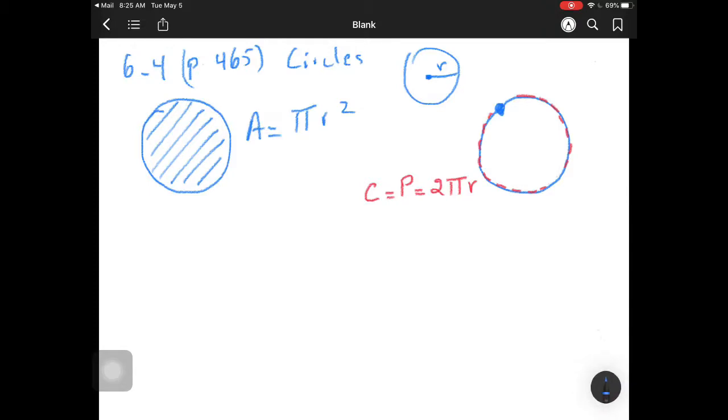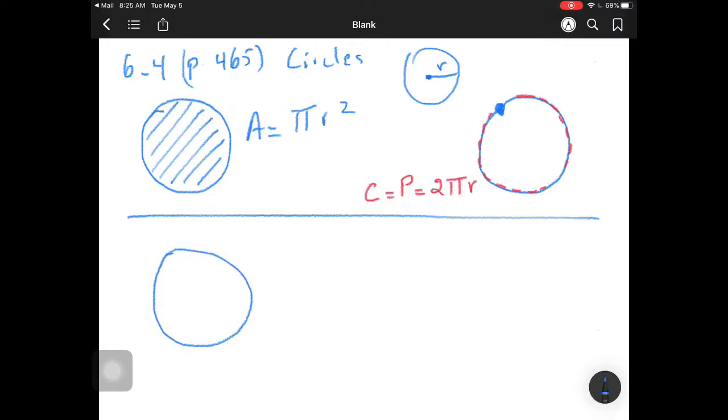Now, a definition that you need to know is a chord. What is a chord? A chord is a line segment that connects 2 points on the circle. So if these points are D and E, then DE is a chord. If this is center O, and this is a point on the circle C, then OC is not a chord, because O is not on the circle. O is the center of the circle.